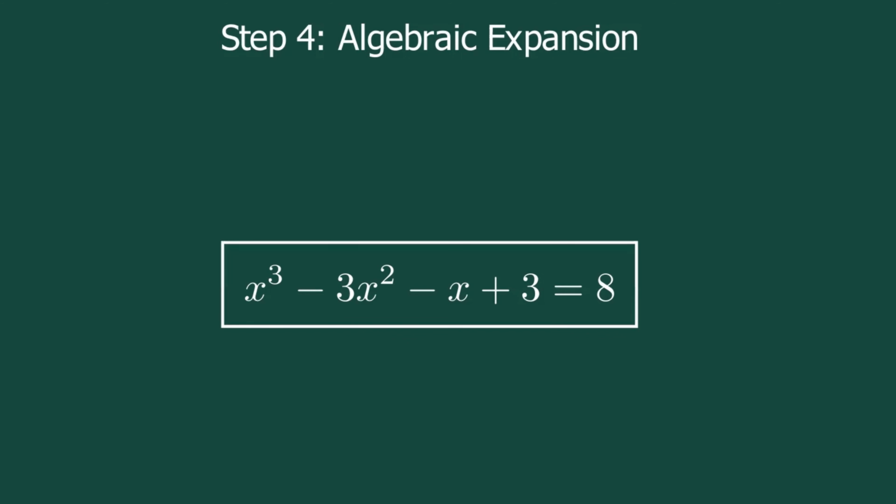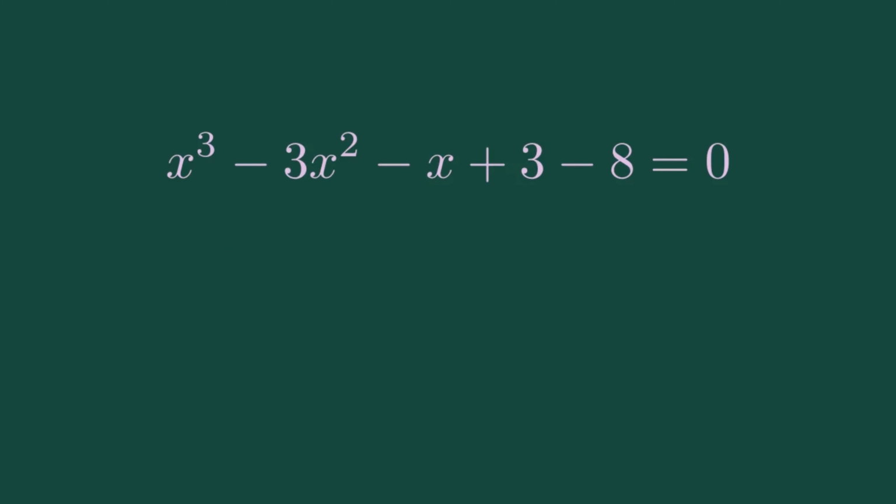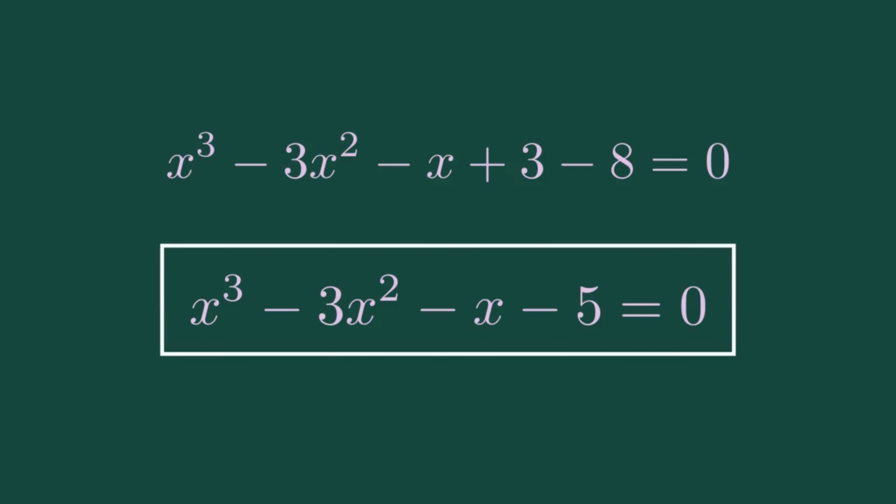Therefore, x cubed minus 3x squared minus x plus 3 equals 8. Next, move 8 to the left-hand side. This gives us x cubed minus 3x squared minus x plus 3 minus 8 equals 0. Simplifying, we obtain x cubed minus 3x squared minus x minus 5 equals 0. Now let's see whether this cubic equation has an easy integer solution.